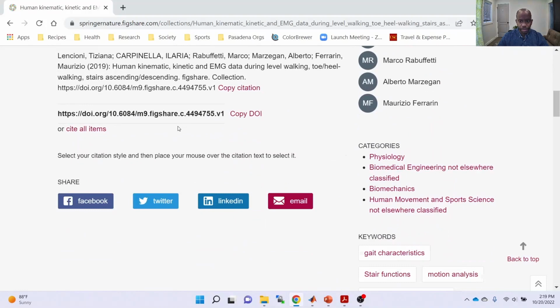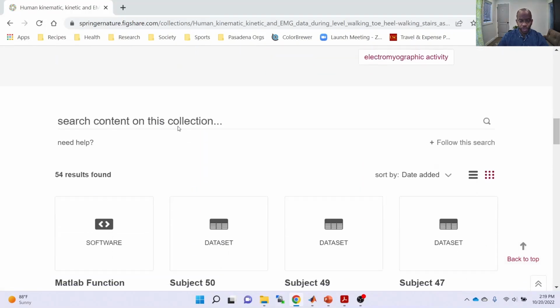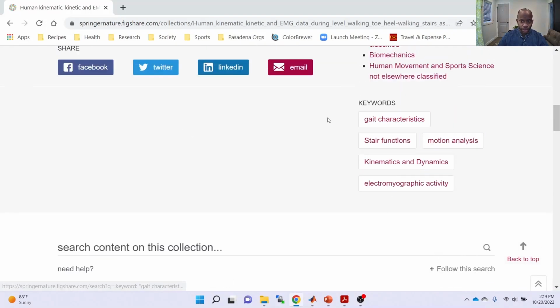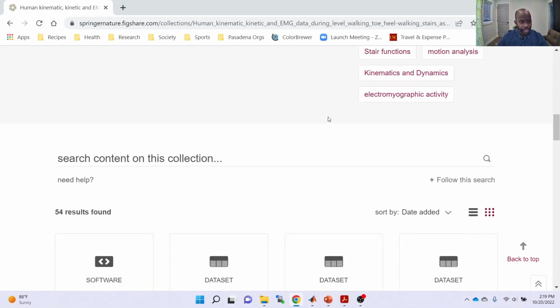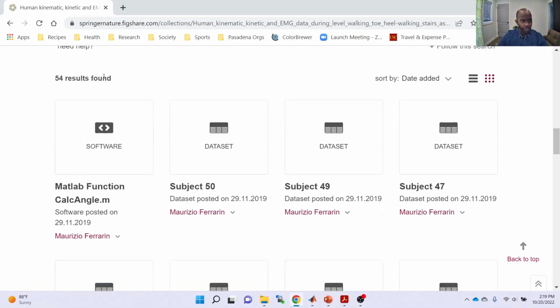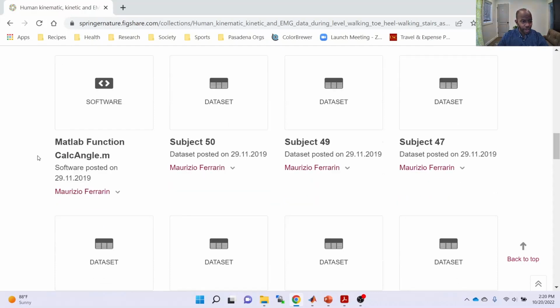So if we scroll down here, we see a little bit of information related to keywords about the type of data that we're accessing. And then there are 54 files below that constitute the data and some of the code that we might want to review. So for now, the first thing that we're going to do is download the data for all of the participants. So on this site, we have some options.